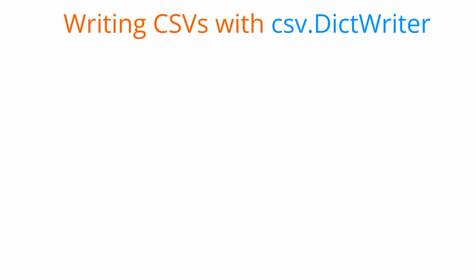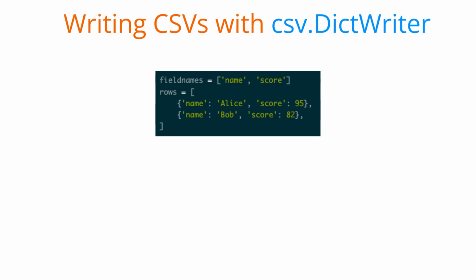Just like we've got a reader and DictReader, Python also gives us a writer and DictWriter. DictWriter is your go-to when your data is already in dictionaries, which is pretty common when working with APIs, JSON, or form data. Okay, so let's see how this works.